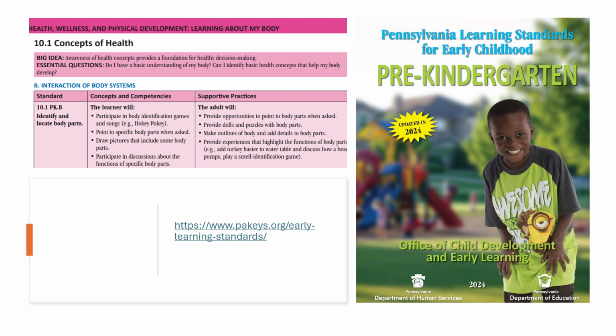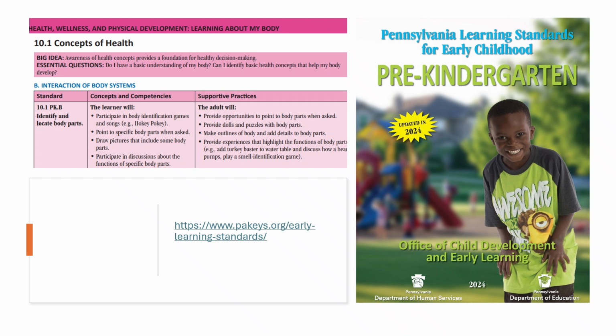What I really like about the PA Early Learning Standards as opposed to the Common Core is that they provide another column which is titled Supportive Practices. And here you'll see the adult will. So this is an example of things that you will do as a supportive practice to help children identify and locate body parts so that they can understand basic good health concepts.